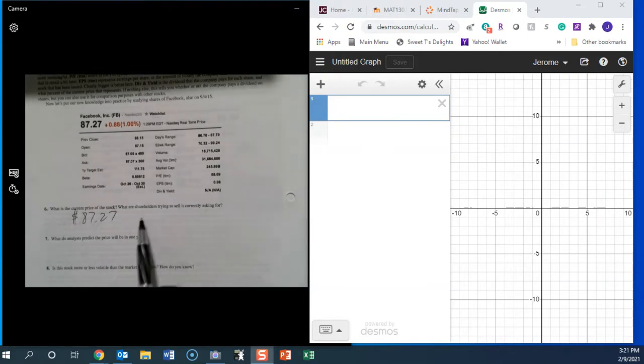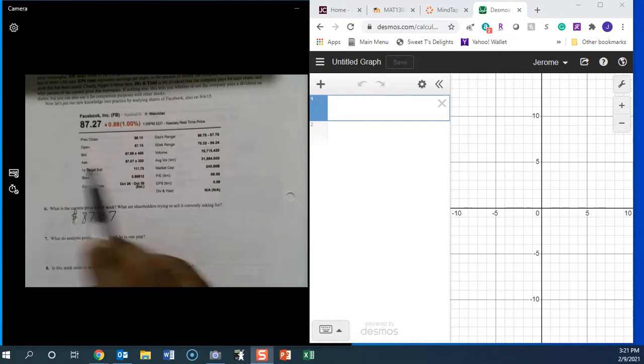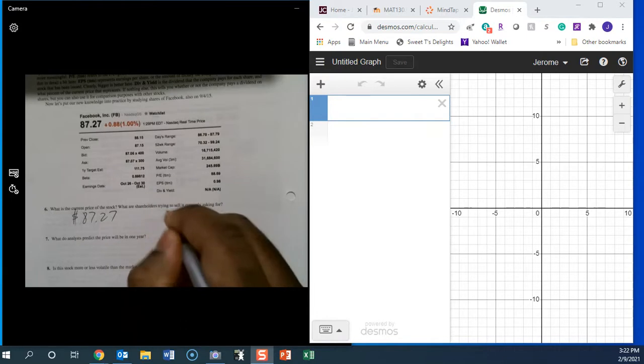And then they ask, what are shareholders trying to sell it currently asking for? So you would go to ask, and then they're asking for $87.07.